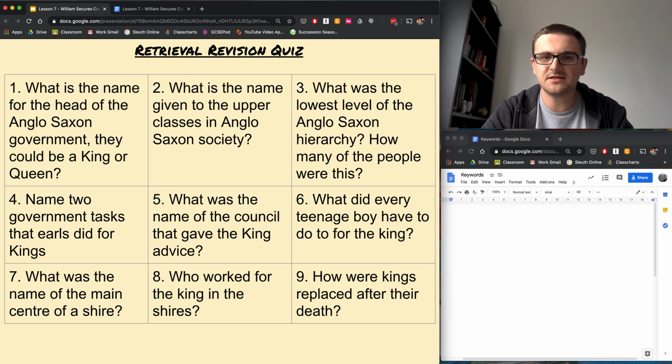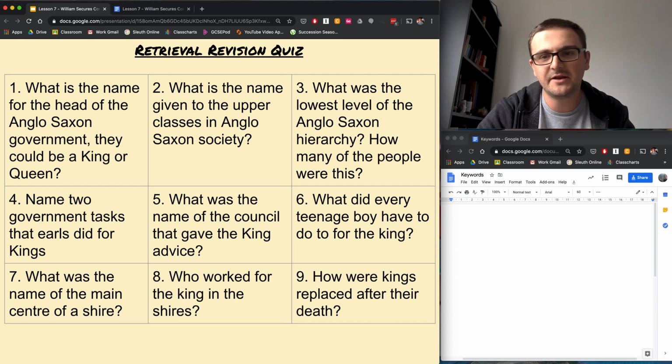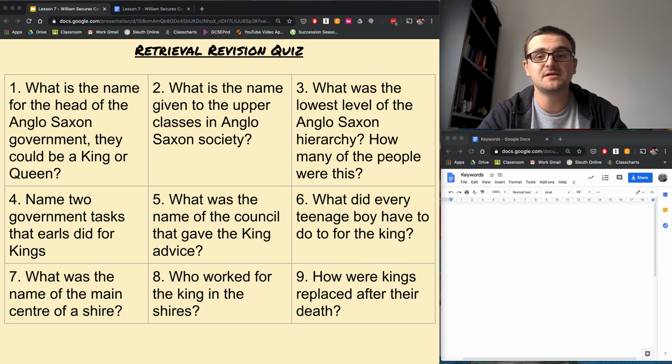Excellent, so let's go through the answers. Now, even if you're doing this on a computer, I still want you to self-check and correct. So if you're doing it on a computer, change your font to green or grab a different colour pen on paper. Let's self-check and correct these answers.